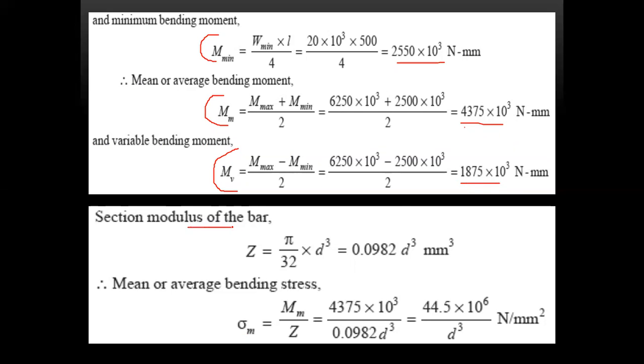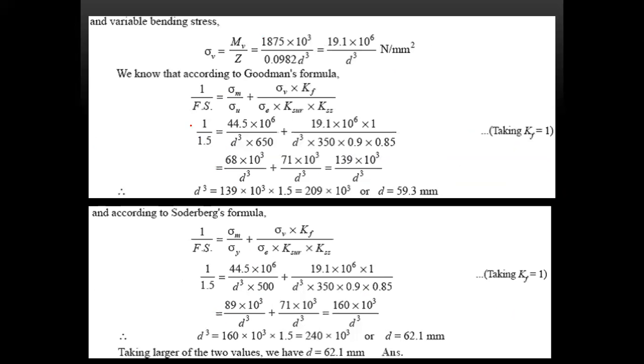Next, the section modulus of the bar Z is equal to pi by 32 into d cube. Then the average bending stress sigma m is equal to M by Z, that is 4375 divided by 0.09. And then the variable bending stress sigma b is equal to Mb by Z. Applying the values, you get this one.